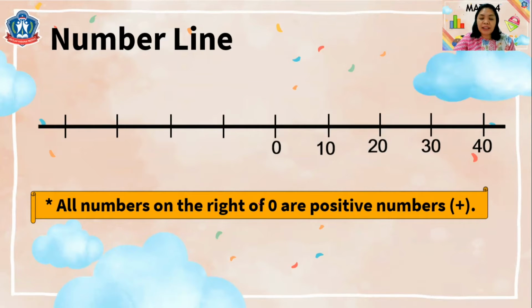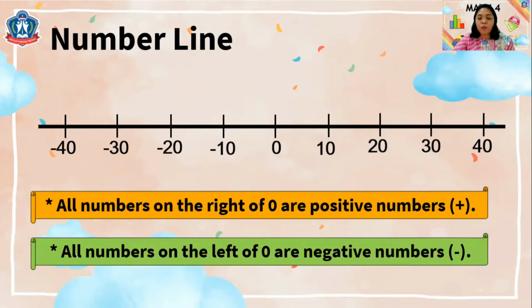All the numbers that are on the left side of 0 are the negative numbers. And we always say negative 10, negative 20, negative 30, and negative 40. And we use this minus sign. If we read, we will say negative 10, negative 20, negative 30, and negative 40.